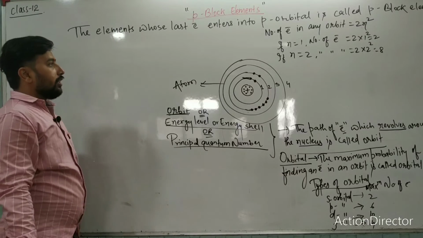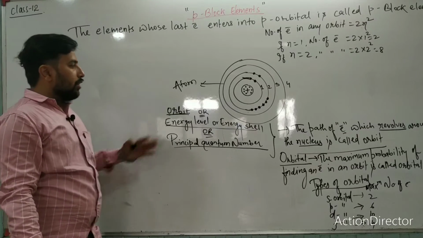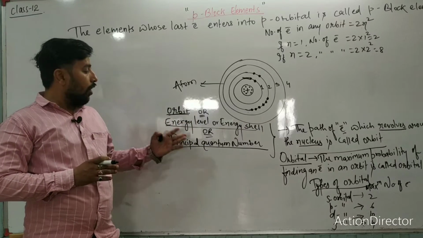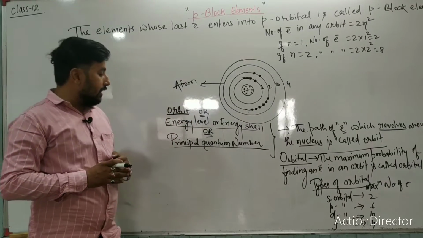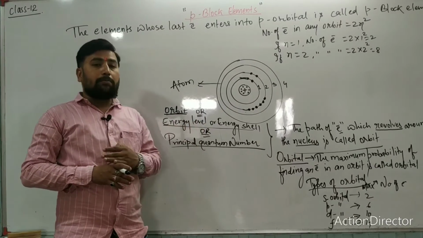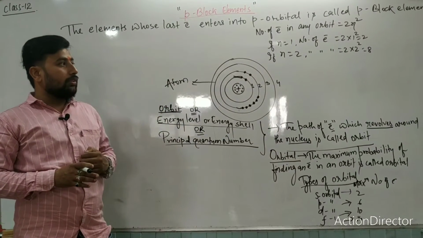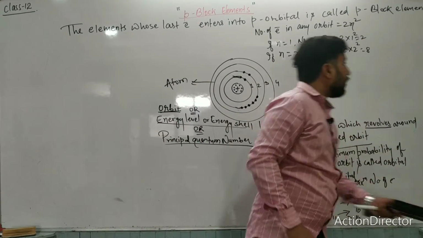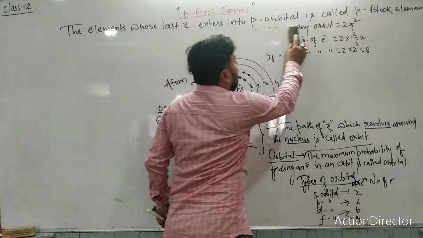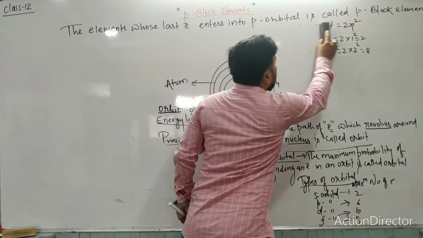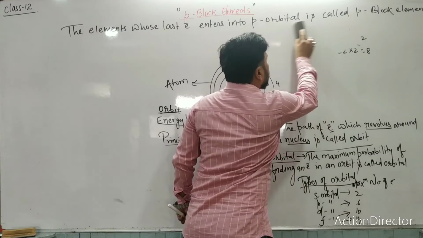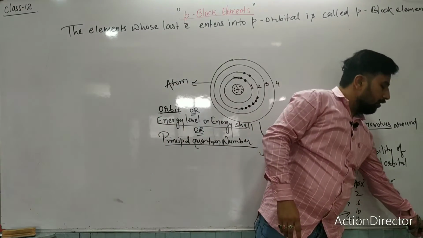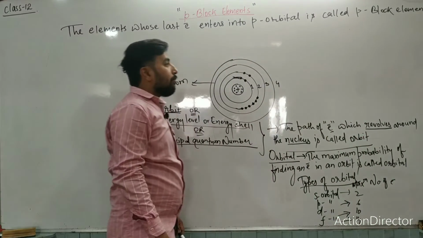Now the question is, sir, we have understood the concept of atom, orbit, orbitals, nucleus, principal quantum number and the types of orbitals. We have also understood how many electrons are present in these orbits, like in the first orbit 2 electrons, second orbit 8 electrons. Now the question is about what p block elements are. Let's come to the topic. These are the basic concepts which we should understand before starting the chapter.